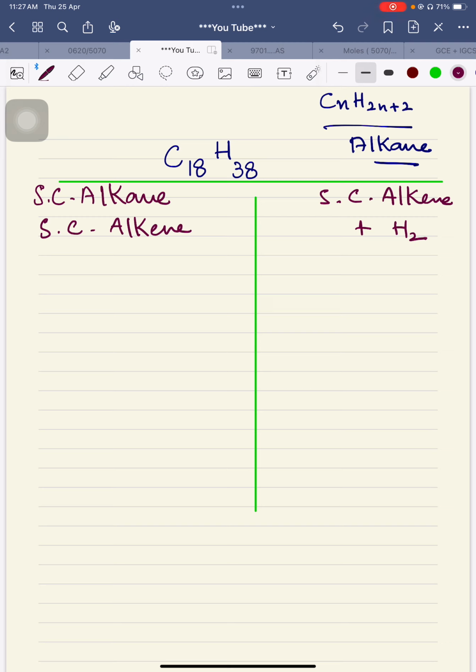Let's prepare first of all. It is C18H38, and now I am going to break it into, for example, C4H10. This is an alkane. Guys, I would like to inform you of one more thing at this step. If the examiner is asking you to prepare the products on your own, then just prepare one alkane, and the rest alkenes.